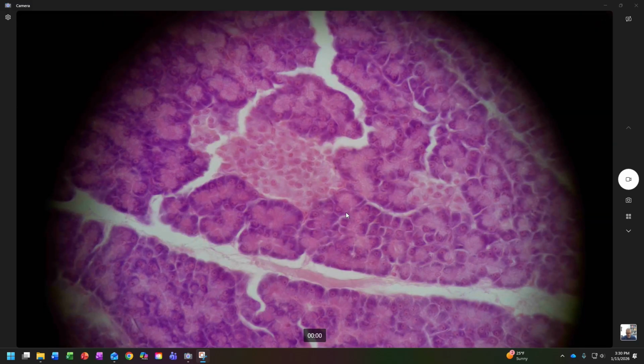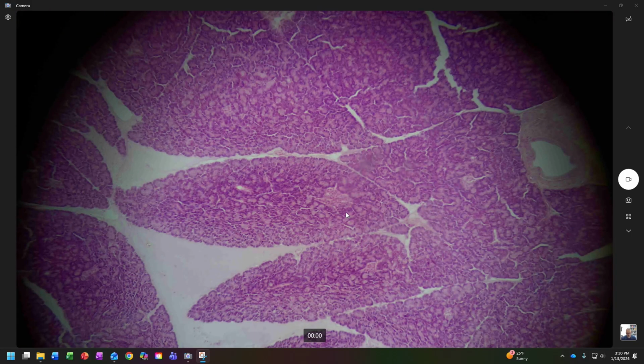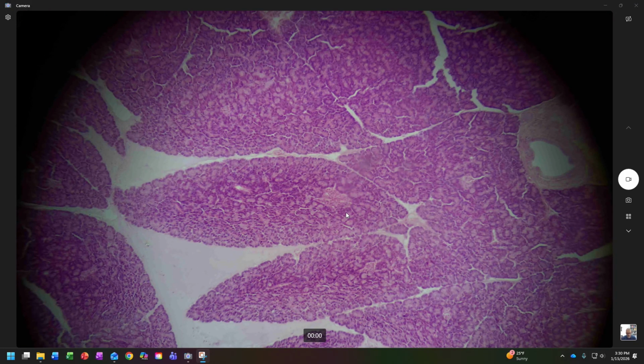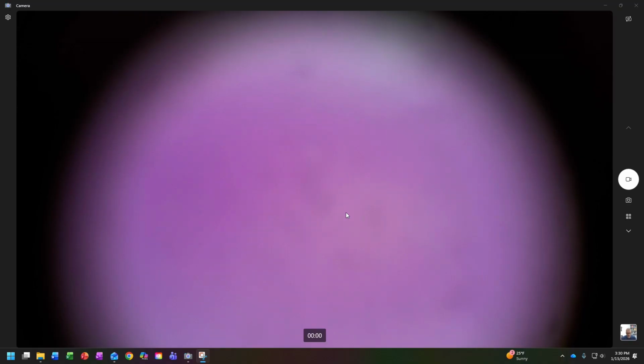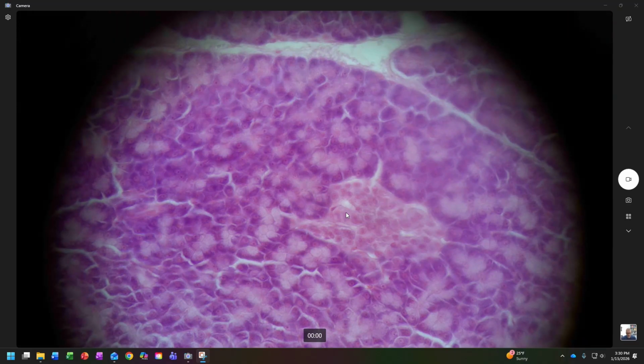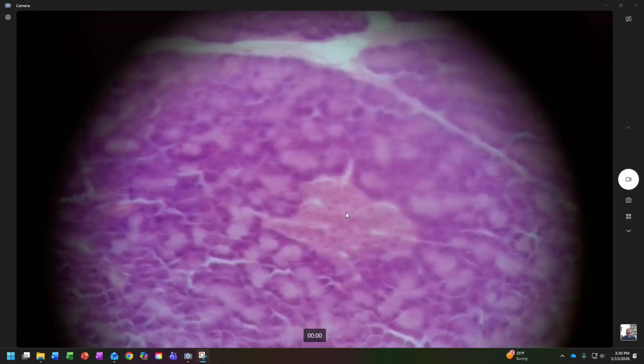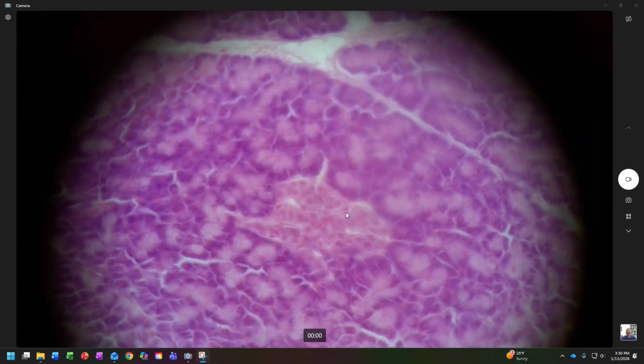Let's see if we can find one more. Let me back out a little bit. Let's see if we can zoom in on another spot. Let's go with that one right there in the middle. Right on the money. Look at that. All right. Let me scoot that in the middle a little bit more. So we're looking at that guy right there.